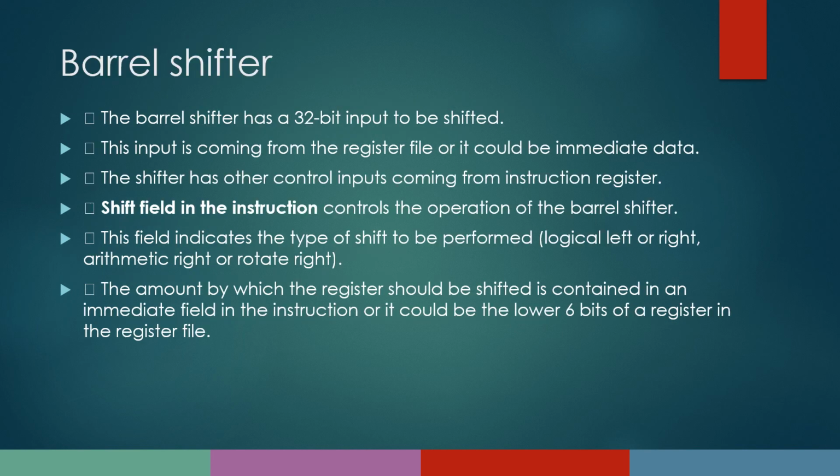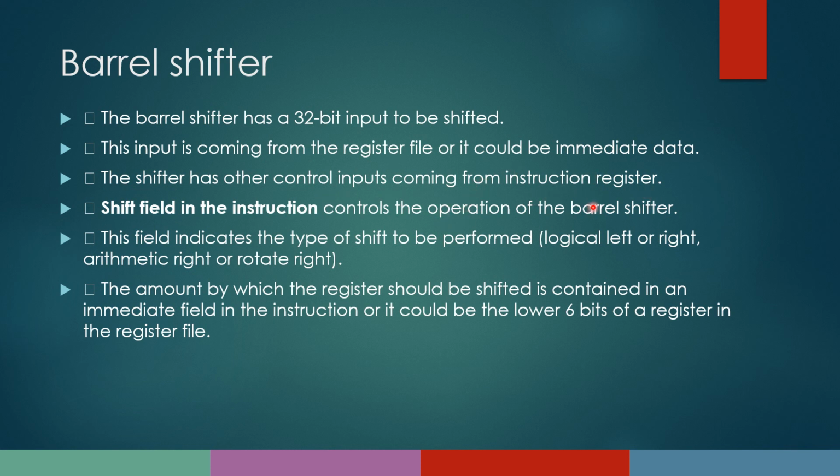Now next one is the barrel shifter. We know that the barrel shifter has a 32-bit input to be shifted. Based upon the shift field in the instruction, it performs the operation, whether it has to shift logical left or right, or rotate, etc. The input comes from the register file, or even if an immediate operation has to be performed, it can also be supplied to the barrel shifter. It has the control input coming from the instruction register.